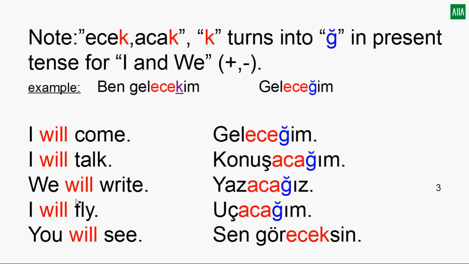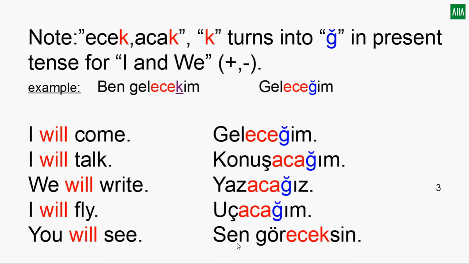Alright, let's see some other examples. On the left you see English, and on the right Turkish sentences. Let's start now. As you see, I removed the subject pronouns here. Okay, directly I see the sentence, the verb itself. Look, first of all, we use here, guys, as you see, gel-eceğim. Okay, gel means the verb, and -ecek is the suffix of future meaning, and the -im shows the personal pronoun, who does this. So geleceğim, konuşacağım, yazacağız, uçacağım. Sen göreceksin.